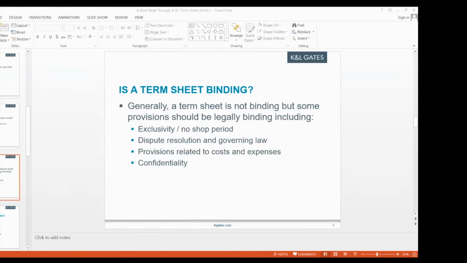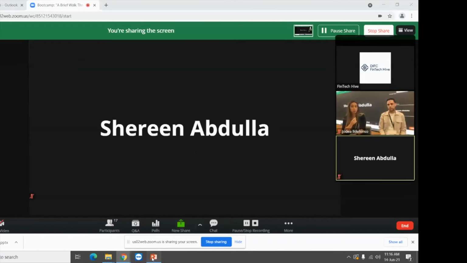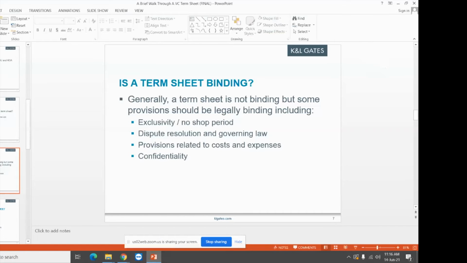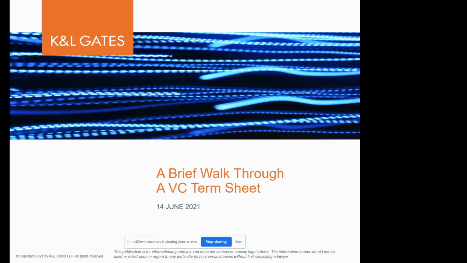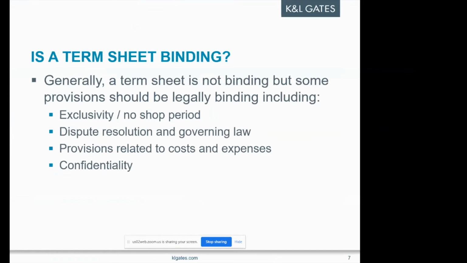The last clause that we would usually see as binding, and which is also important for you and for your purposes as an entrepreneur, is the confidentiality clause. So if you haven't signed an NDA, a non-disclosure agreement, at the outset of your discussions with the investor, the term sheet is the time where you should impose the confidentiality obligation and the non-disclosures.